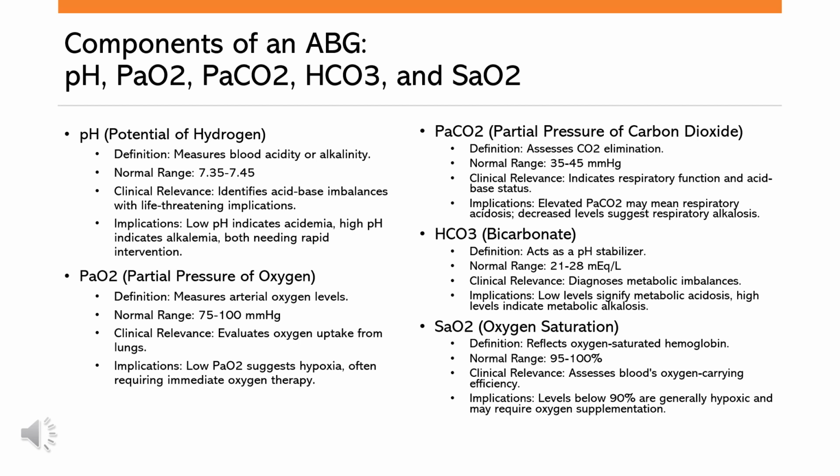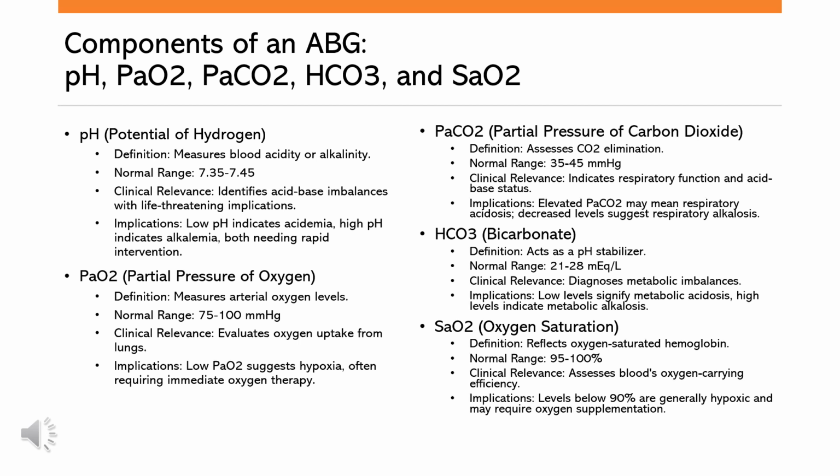PaO2, or partial pressure of oxygen, measures the amount of oxygen in arterial blood. The normal range is 75 to 100 millimeters of mercury. PaO2 helps to evaluate the body's ability to pick up oxygen from the lungs. Low PaO2 indicates hypoxia, necessitating immediate oxygen therapy in most instances.